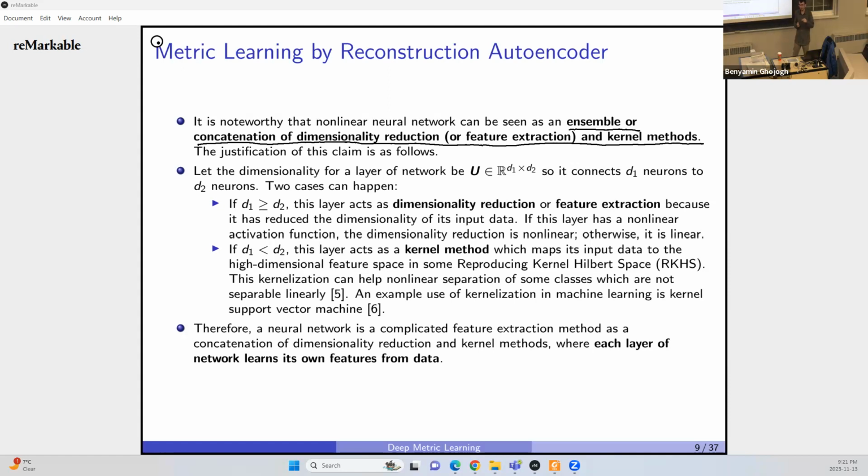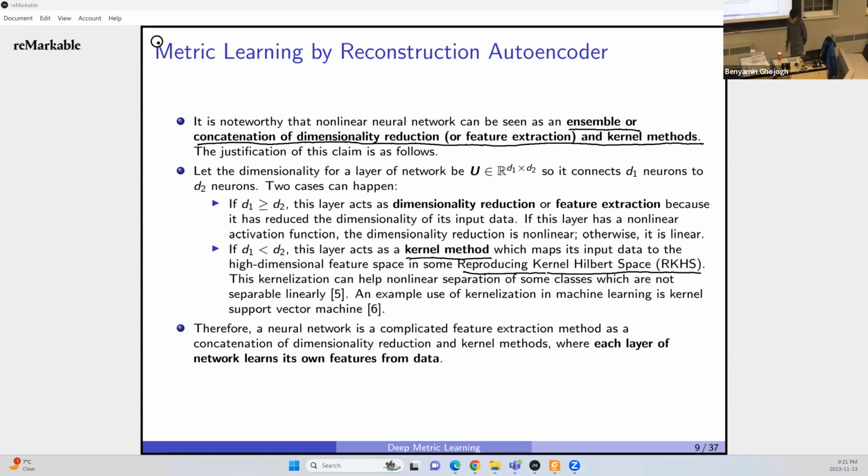Okay. If we go from a lower number of neurons to a higher number of neurons, it means it's like kernel methods, because in kernel methods, we usually increase the dimensionality, right? So as you see, we have a bunch of layers, right? So you can see a neural network as a stack of different machine learning algorithms. That's why it becomes a monster, right? But so yeah, kernel methods map data from input space to the reproducing kernel Hilbert space. For more information on reproducing kernel Hilbert space and kernel methods, see my statistical machine learning course.